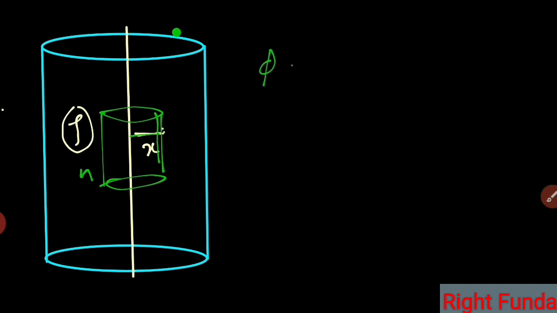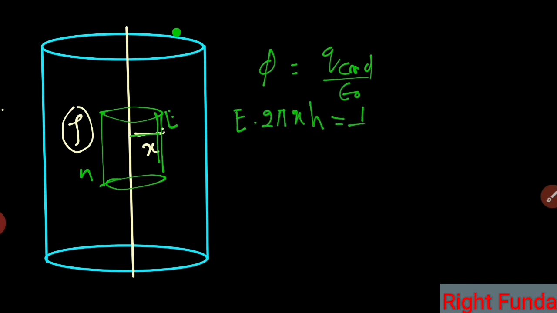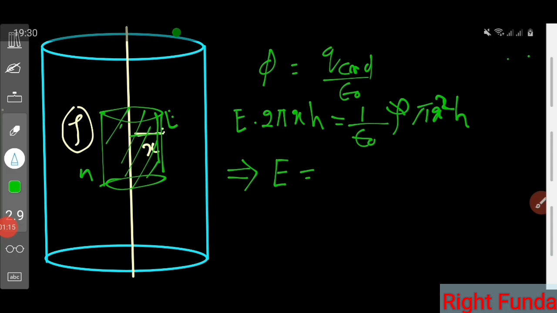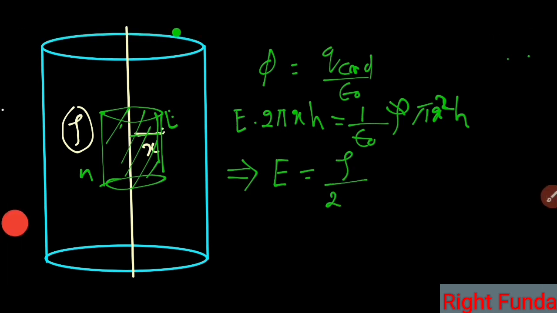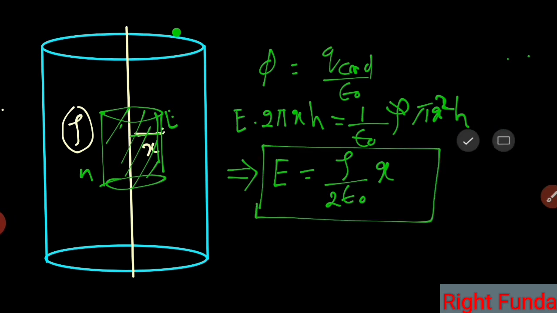So net flux is equal to charge enclosed by epsilon naught. From that we calculate the net flux: suppose E, the electric field, into 2 pi x h is equal to 1 by epsilon naught into charge enclosed. Rho is the charge density, so rho into this much volume, rho into pi x square into h. From this, we can obtain rho by 2 epsilon naught into x, the electric field at a distance x from the axis of the cylinder. A uniformly charged cylinder is there, and the axis we know.